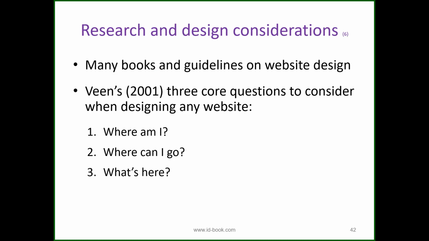Where can I go? I will give you an example shortly. And what's here? So these are the three questions Wiens proposed: where am I, where can I go, and what's here. What's here is the content you have in your website. Where can I go means, as a user of your website, what are the possible things that can be performed? For example, if it is a banner, then registering a course is possible through the banner. Dropping a course is possible through the banner.